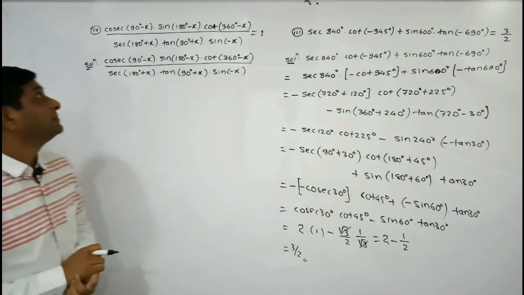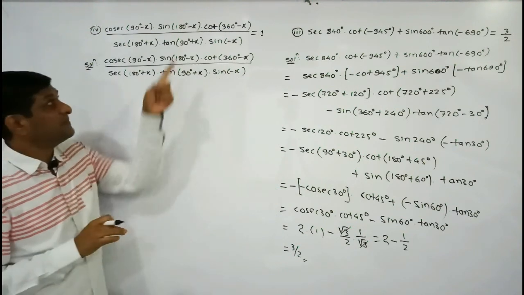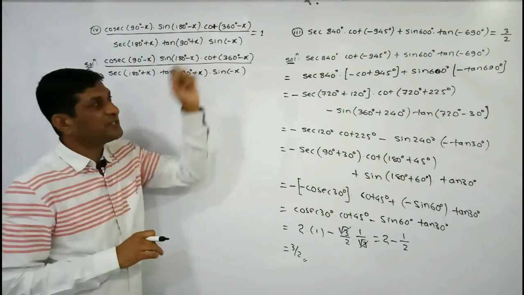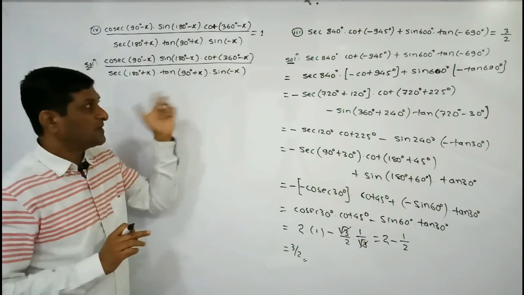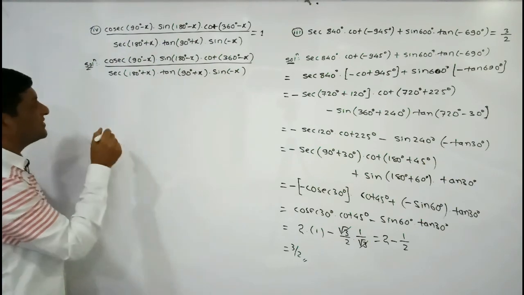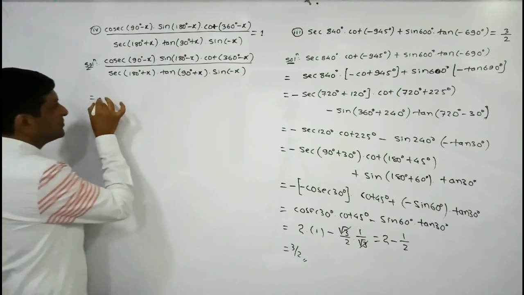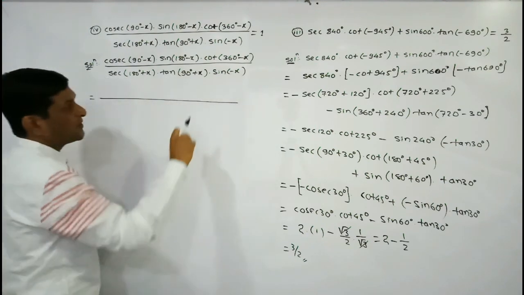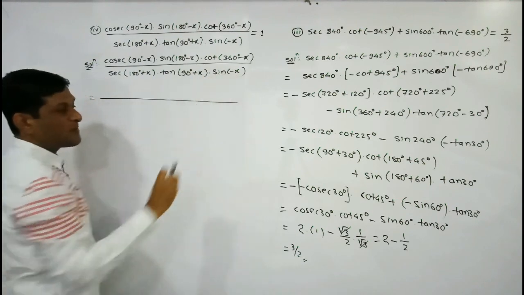Now observe example number 4. Here, simplifying this expression, we have to show that its value is equal to 1. So we have considered the given expression. Let us simplify it. Some terms are in the form of allied angle formulas, so we have to make use of allied angle formulas, and here we have to apply trigonometric ratios of negative angle.